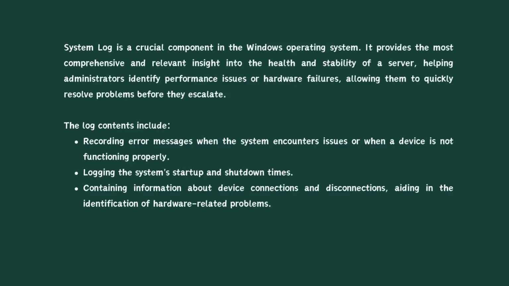System log is a crucial component in the Windows operating system. It provides the most comprehensive and relevant insight into the health and stability of a server, helping administrators identify performance issues or hardware failures, allowing them to quickly resolve problems before they escalate. The log contents include recording error messages when the system encounters issues or when a device is not functioning properly, logging the system's startup and shutdown times, containing information about device connections and disconnections, aiding in the identification of hardware-related problems.